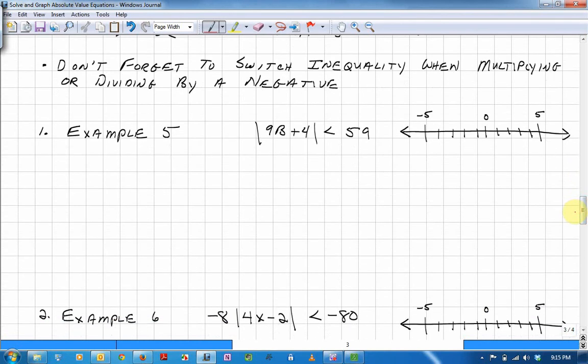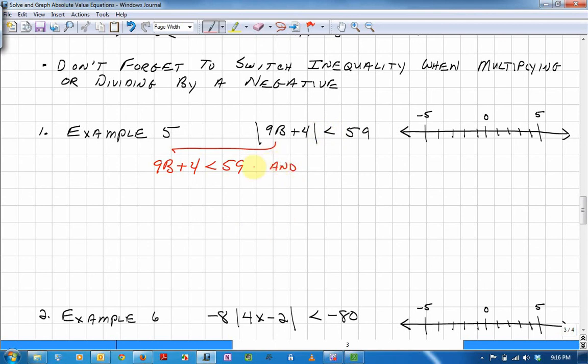So for this example, I have the absolute value of 9b plus 4 is less than 59. Just like with the equal to sign, we're going to set up two problems. The first is whatever's inside there, coming out positive: 9b plus 4 is less than 59. Now, the absolute value is already isolated. There's no negatives outside, nothing is added or subtracted to it. So I can take a look at my inequality sign, and I can see that that's a less than. So this is going to form an AND.